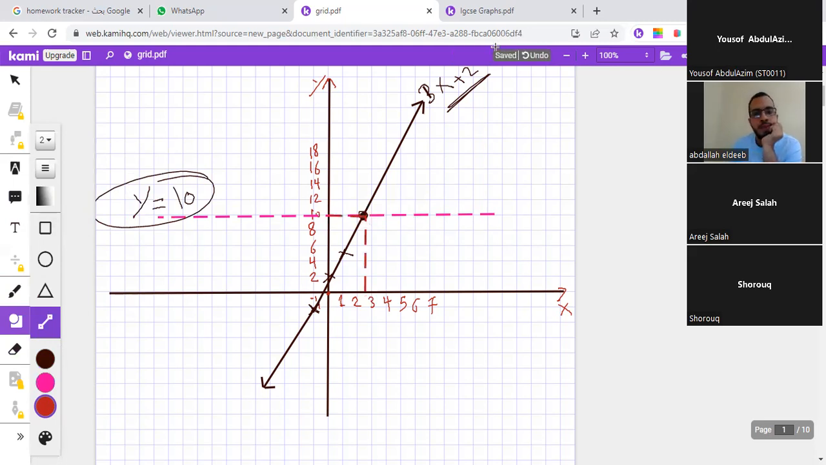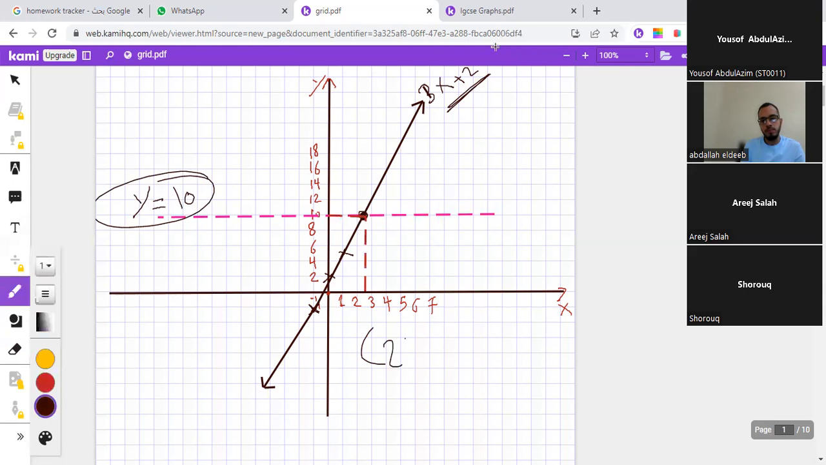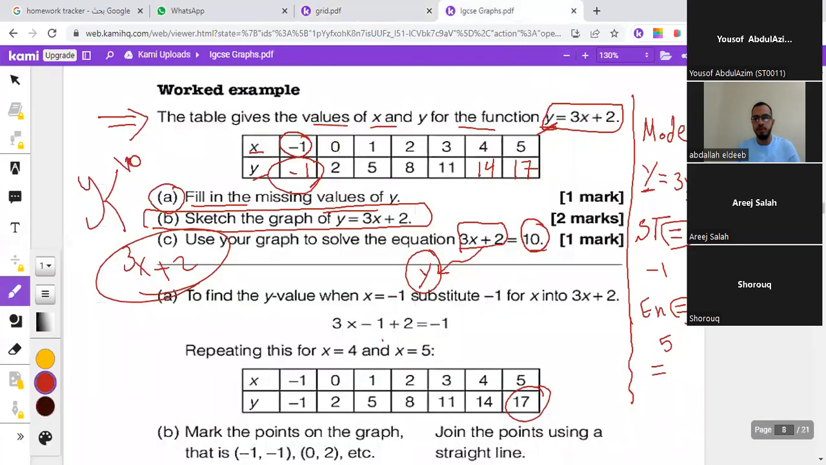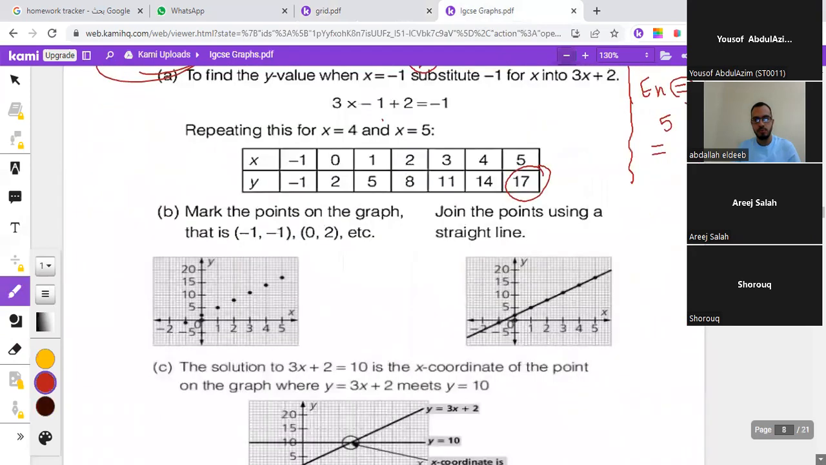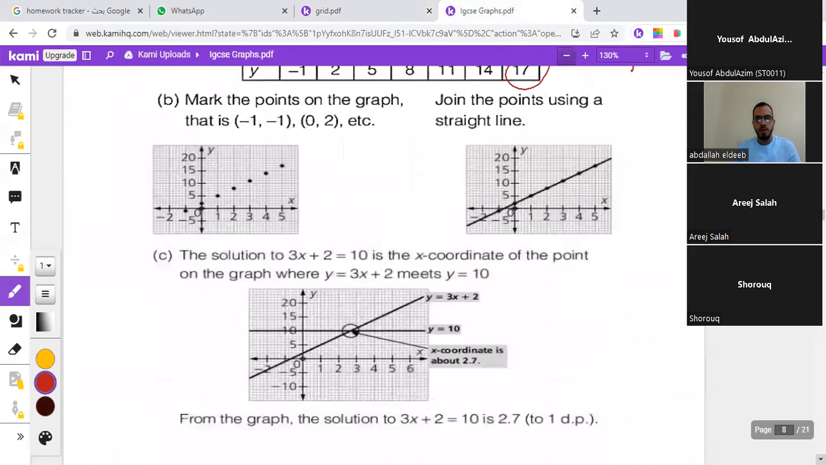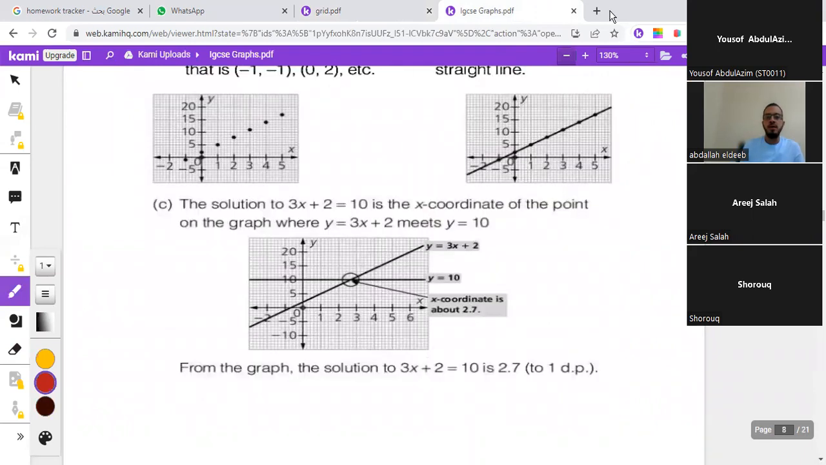So here the solution is 2.5 comma 10. Sir, I don't understand this point. If you see in the book or in the notes, one second, Arish. In the book, he says 2.7. Okay, if you write 2.5, 2.6, 2.7, 2.8, it will be correct.